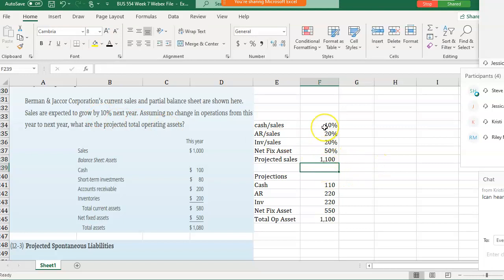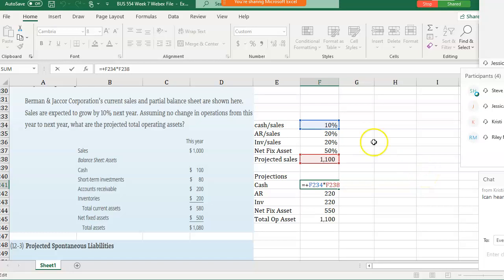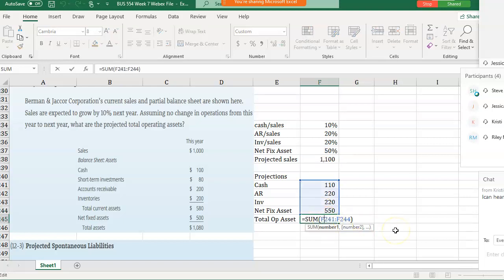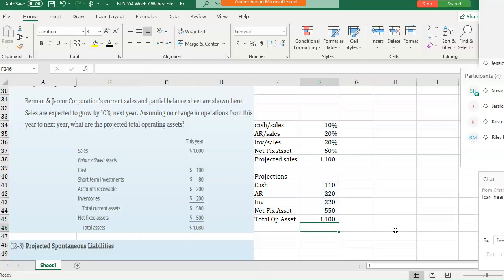So what we're saying is when we grow, we're assuming all these ratios will hold true and be the same. So that makes it pretty simple. All I did here is take that cash to sales ratio and multiply it by the new sales number. So cash will go up to be 110. My AR will also grow by 20%. Inventory grows by 20%. And my net fixed assets grow by 50%. And that's it. Very simple. I just add those up, and that's my total operating assets.